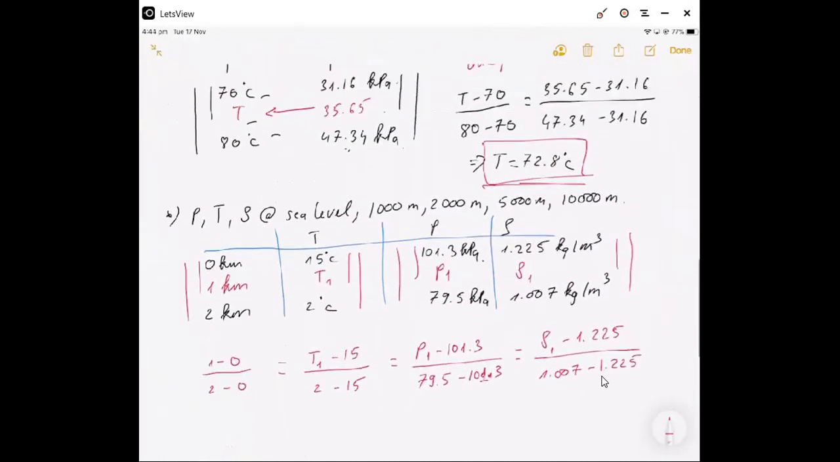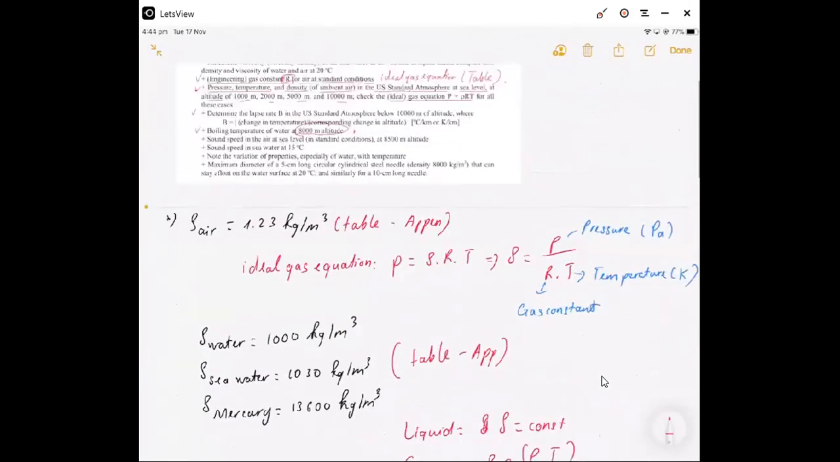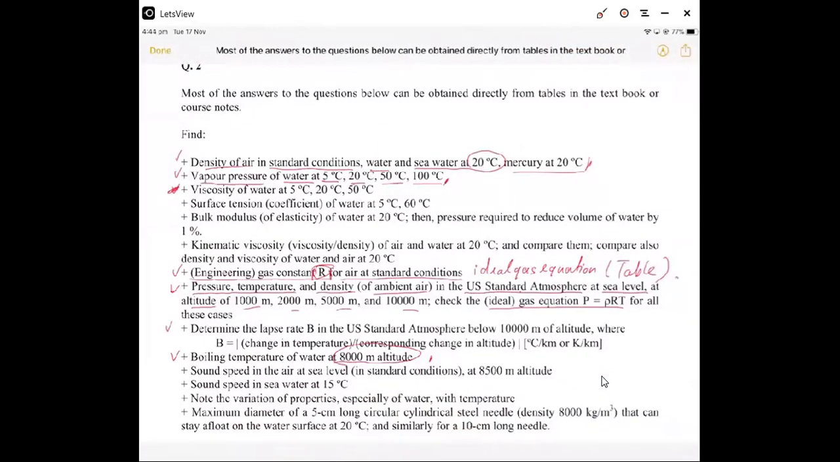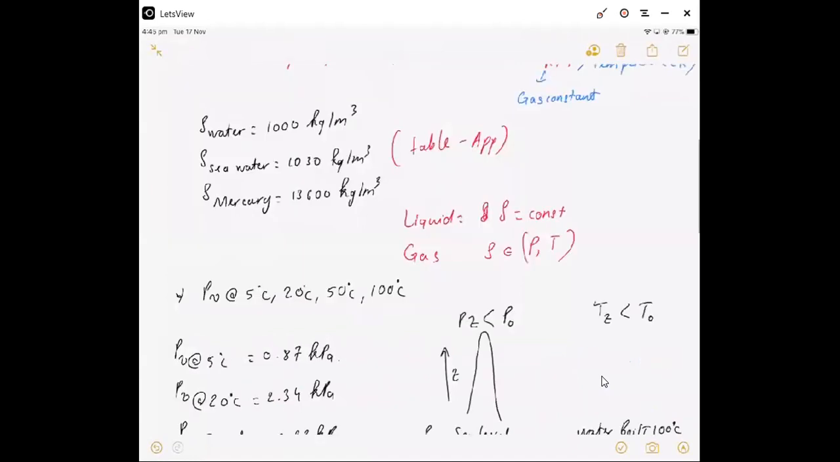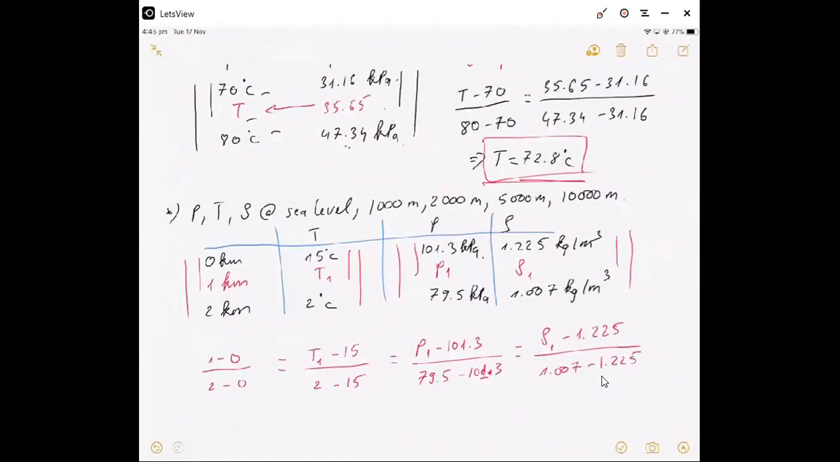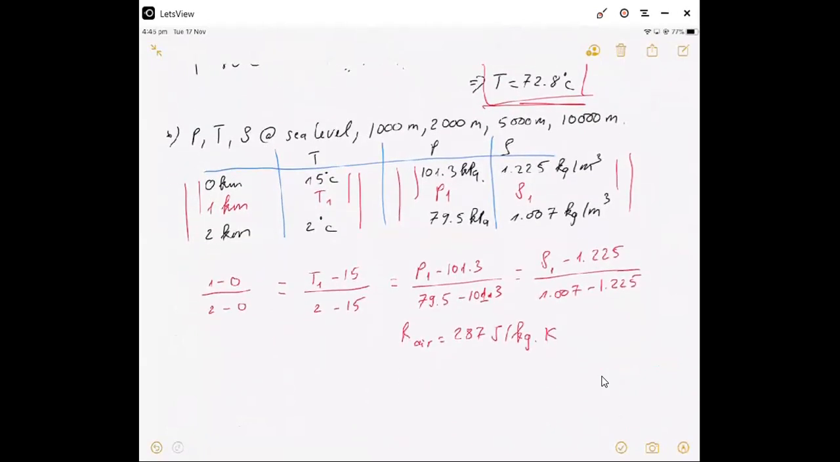And you can check the equation of state, P equals rho RT. From the table, you know temperature, you know pressure, and you know density. And R is constant. R for air is 287 joule per kilogram Kelvin. So based on the data you have from the table, you can double check the equation, P equal to rho R T, and see that it is correct.